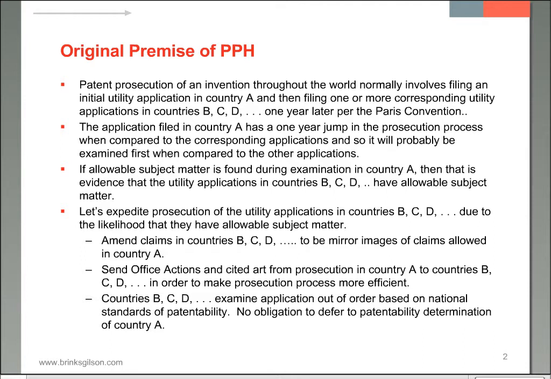Two conditions for getting to the head of the line. Number 1, amend the claims so as to correspond to the claims allowed in the first filed application. And number 2, cite art that was cited in the first filed application along with the office action that indicated there was allowable subject matter. Performing the 2 conditions should accelerate the prosecution process for a later filed patent application. While most countries do not defer to the results in another country, the presentation of claims that were allowed in another country may lead to a greater chance of allowance in another country's patent office.